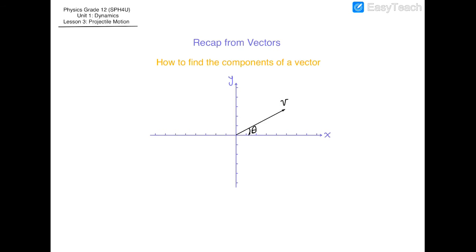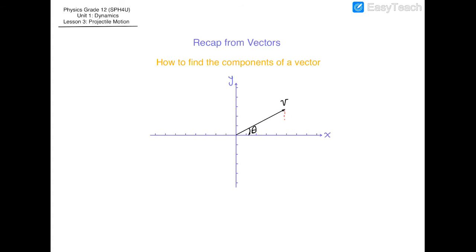Okay, since I discussed the components of a vector, I just wanted to have a quick review on vectors and how to find the components of a vector. So in this diagram, as you can see, there is a vector with an angle of theta with the x axis. So how do I find the components of this vector? It's very easy. I assume that most of you know how to do it, but just in case, I want to explain very quickly.